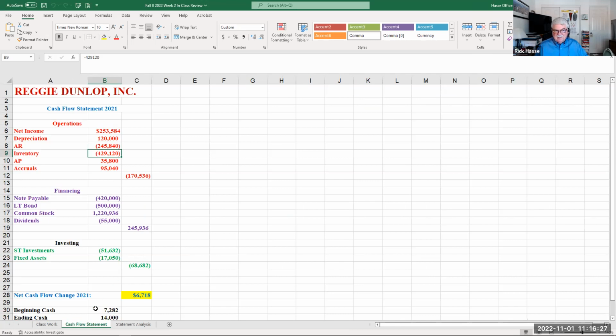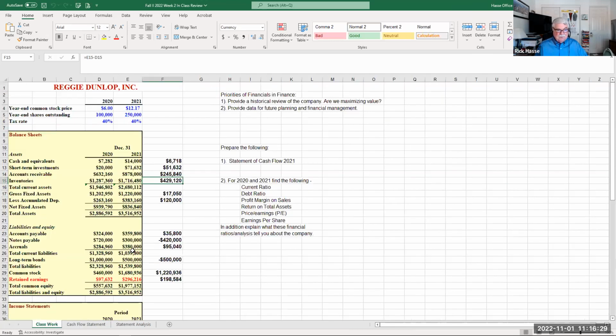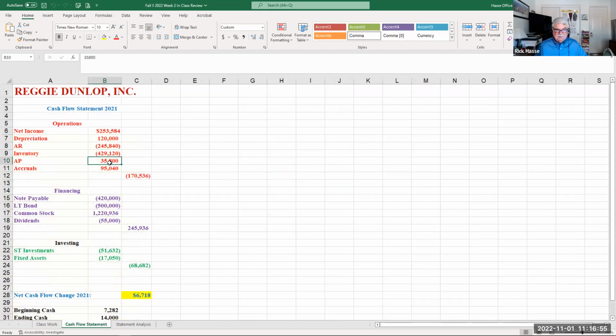That's how that works. Same thing for accounts payable and accruals. We borrowed more money. We owe more money in accounts payable. We owe more money in accruals. That means cash that we didn't have to pay out yet. We will probably within the next 30 days, but on December 31st, we still owe the money, but we've been offered services for that money that we haven't paid yet. Positive cash flow.